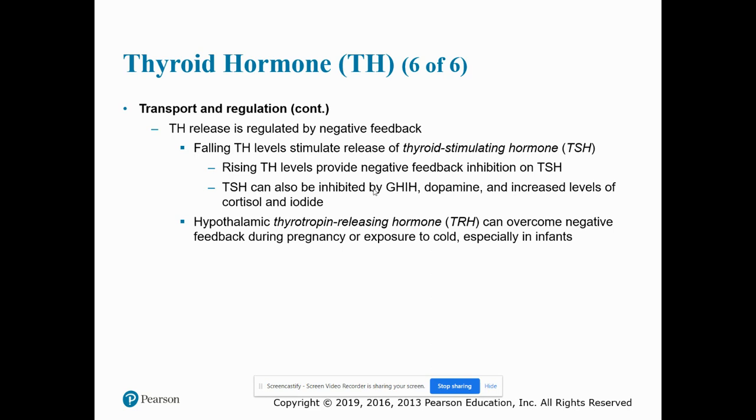So basically what this is saying is there is a negative feedback loop here. Thyroid stimulating hormone is going to cause the release of thyroid hormone. However, once thyroid hormone levels go up, it's going to inhibit further thyroid stimulating hormone from being produced or released. And if thyroid stimulating hormone is not released, then that's not going to stimulate the release of thyroid hormone. So you see how it kind of shuts everything down. However, this hypothalamic thyrotropin releasing hormone can overcome that negative feedback.